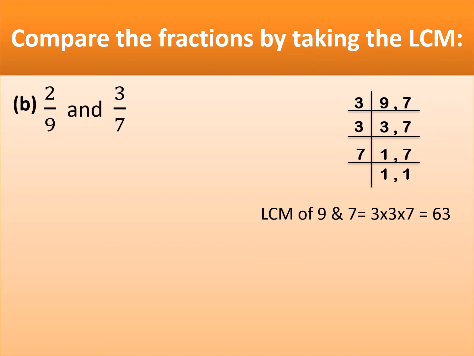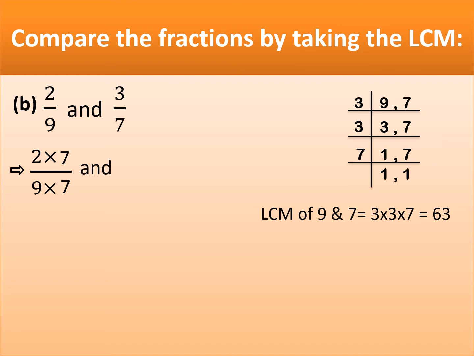We have to bring 63 at the place of denominators because our LCM is 63. Our first fraction is 2 upon 9 and we want 63 at the place of denominator. So if we multiply 9, by which digit we get 63? Yes, 7, because 9 sevens are 63. So we multiply numerator and denominator by the same number 7.